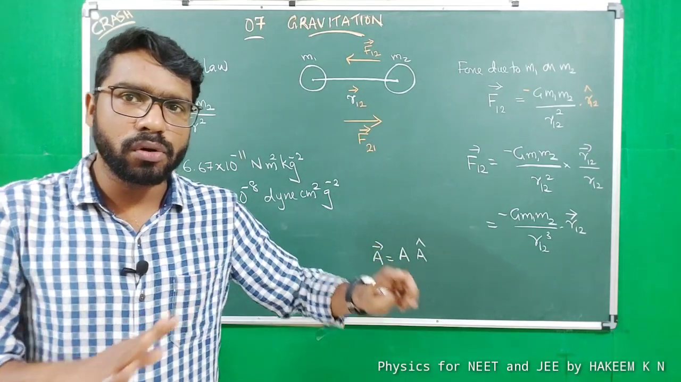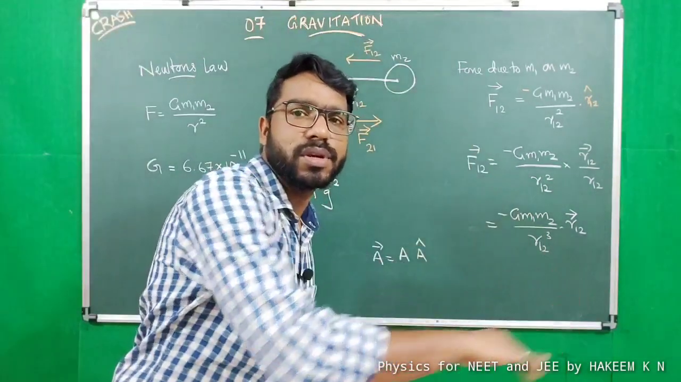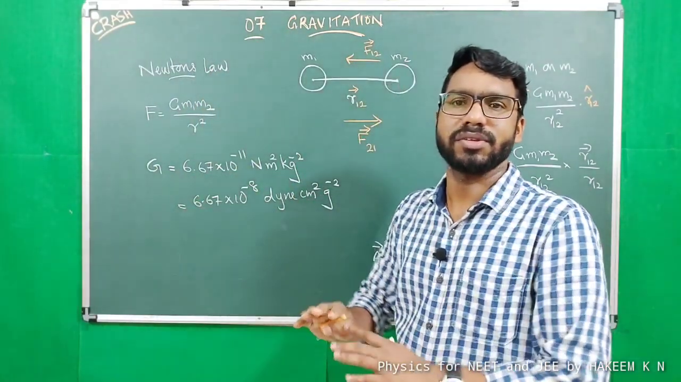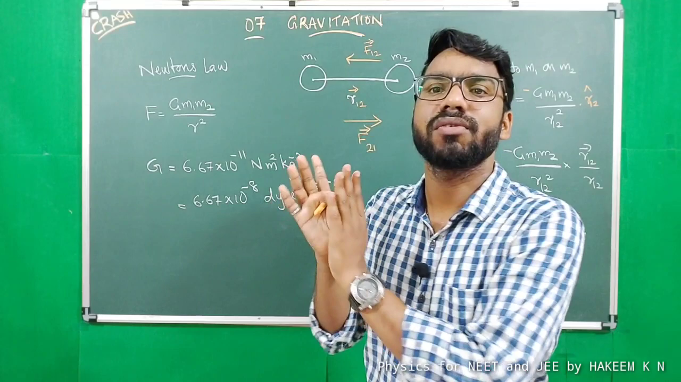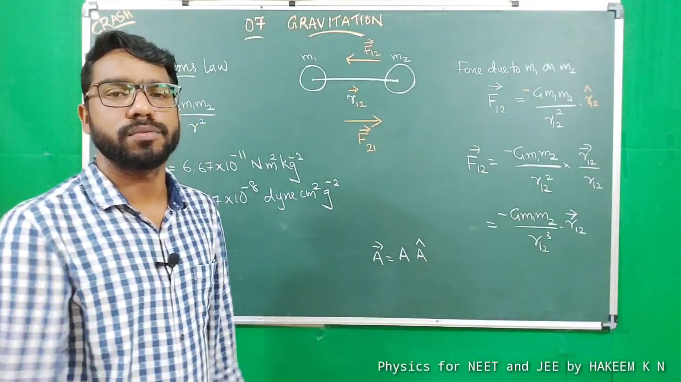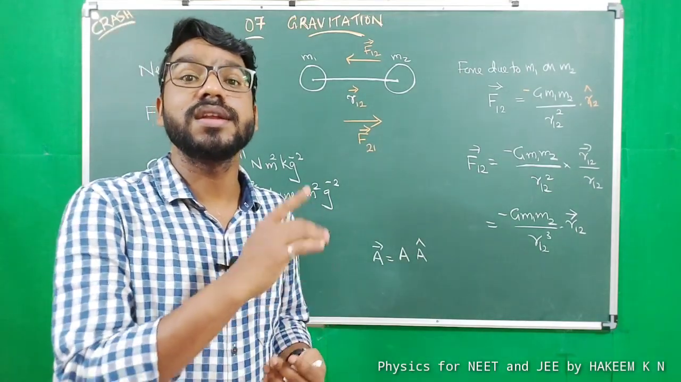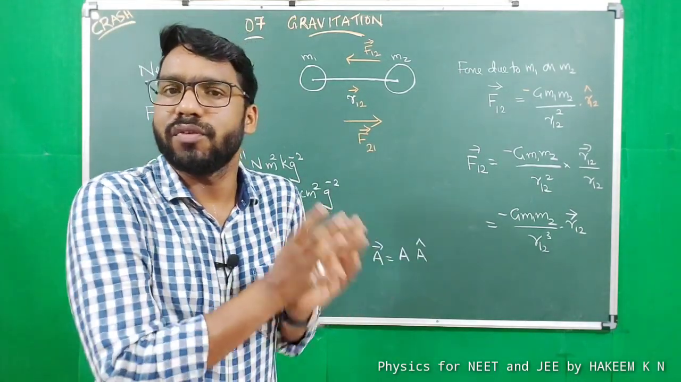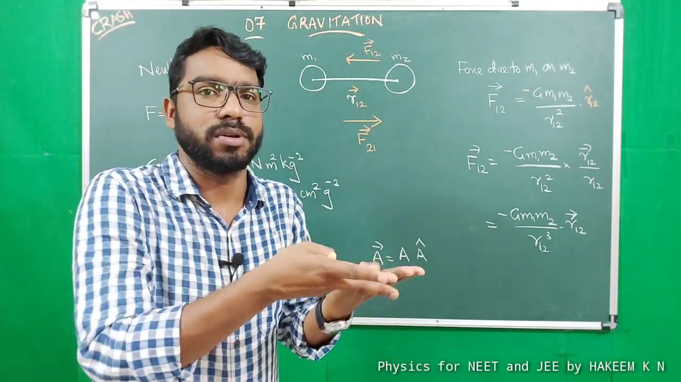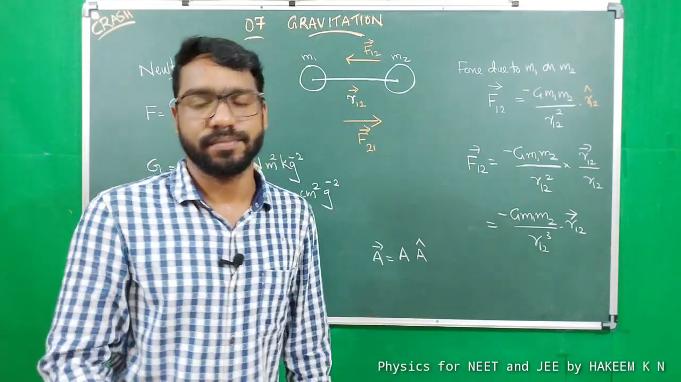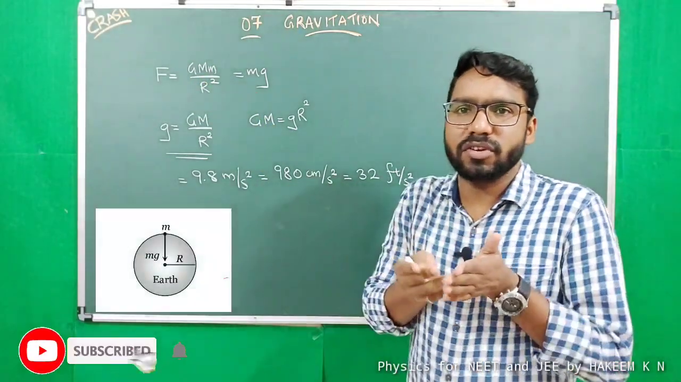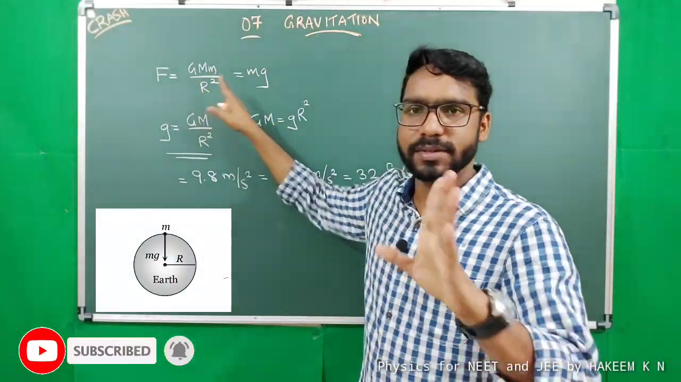So we can say force due to m1 on m2 is action and force due to m2 on m1 is reaction. Here there is an action-reaction pair. So we can say Newton's law of gravitation obeys Newton's third law of motion. To every action there is an equal and opposite reaction, and they will not cancel each other because they act on different bodies.